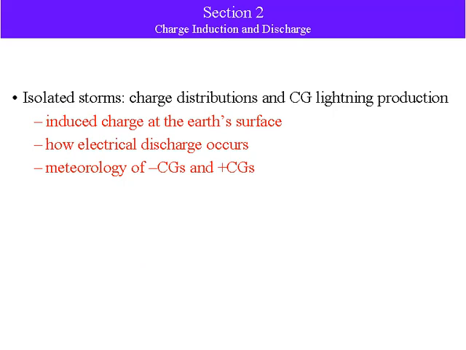Now moving on to the next step in the discharge process, once electrification has occurred within the cloud, other things have to happen in order for the lightning to actually be able to discharge to the surface so we can actually see some positive and negative CGs. So in this section we're going to talk about induced charge at the Earth's surface, actually how the electrical discharge does occur, and therefore we're able to discuss the meteorology of negative CGs and positive CGs.